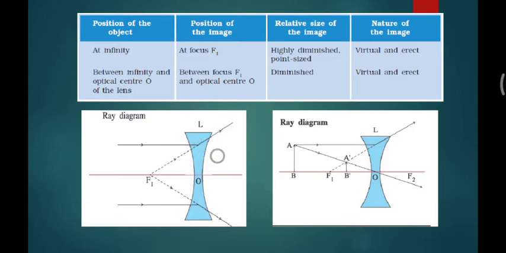Now when our object is put somewhere beyond f1, the image is formed between o, the optical center, and f1. As you can see, it is highly diminished, virtual and erect.